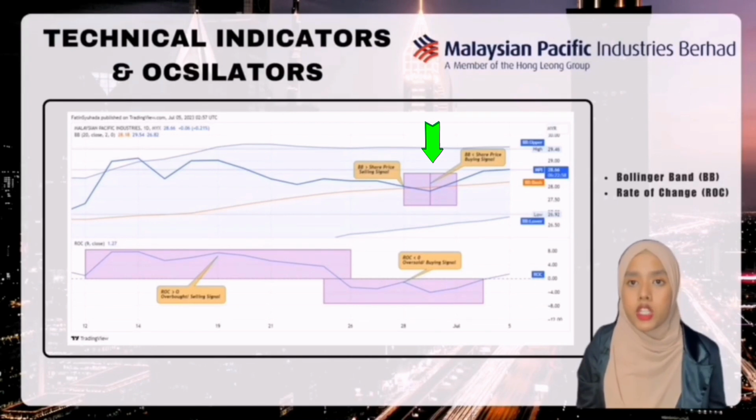Next is the Bollinger Band. The first signal on 28 June indicated a sell signal since the Bollinger Band line crossed above the share price. On these dates, the trader should sell the stock to prevent loss. Next is the buy signal that happened on 30 June.